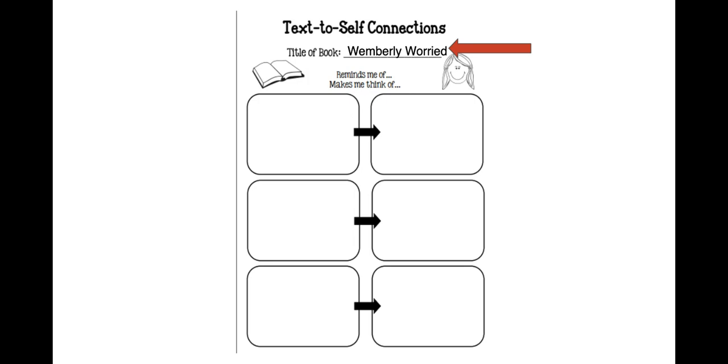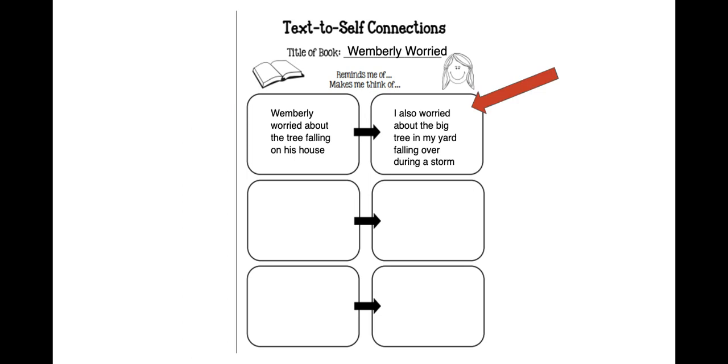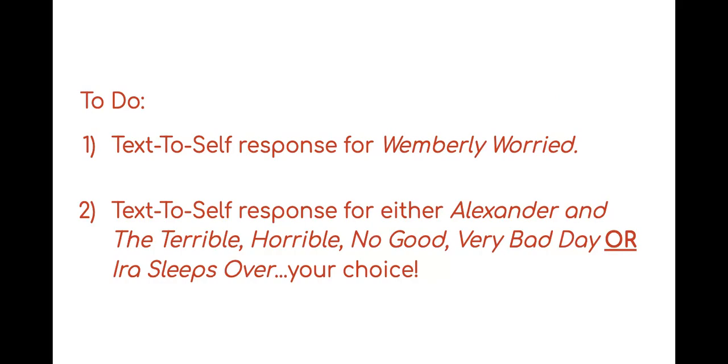Next, you're going to go to the first column where the book is. That's where you're going to type a part of the book that you connected to. So I typed in, Wemberly worried about the tree falling on his house. That's the part of the book that I read, that I made a connection to. In the second column, under the little girl, I wrote my personal connection to it. I also worried about the big tree in my yard falling over during a storm. We had a tree in my yard that was old and started to become brittle, and we were worried that it might fall over during one of the bad thunderstorms.